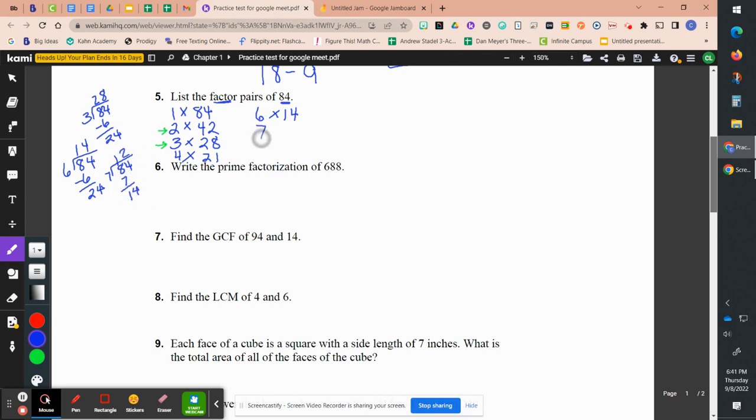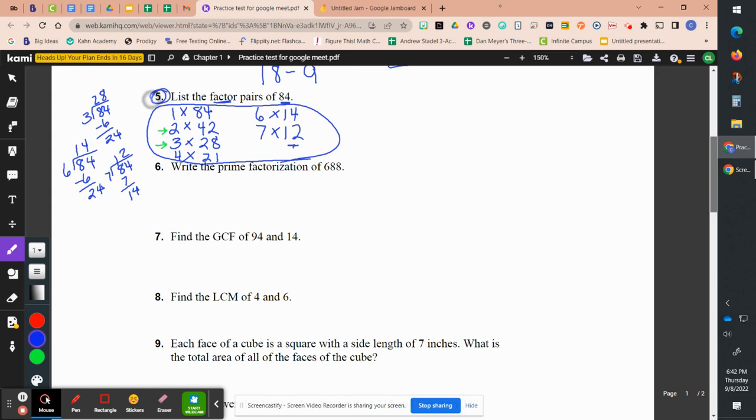Yep, 7 times 12. Okay. 8 will not go into 84. 9 will not go into 84. At least I can't think of anything off the top of my head. Times 9, that gives me 84. 10 won't. 11 won't. And then we get back to 12. So this has to be all of the factor pairs for that question.